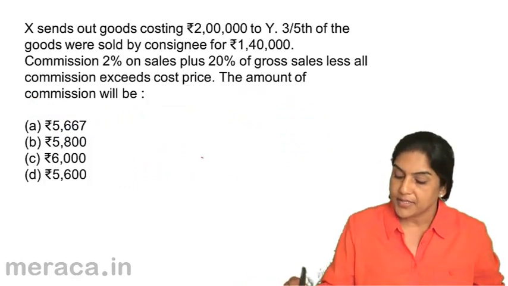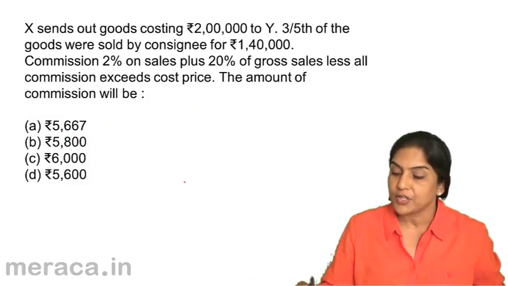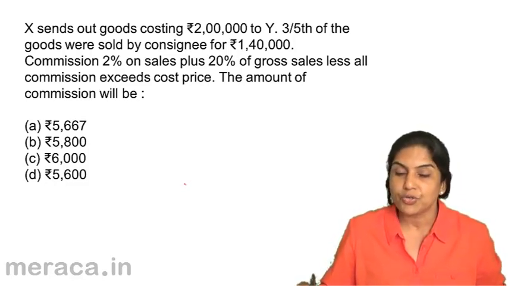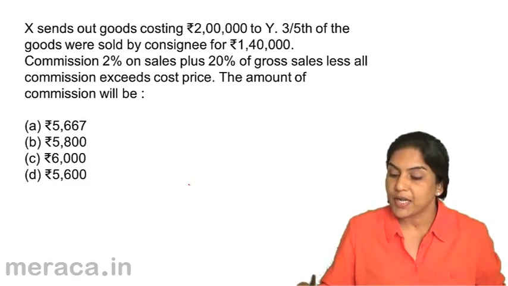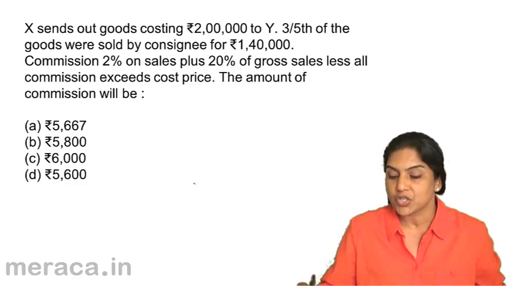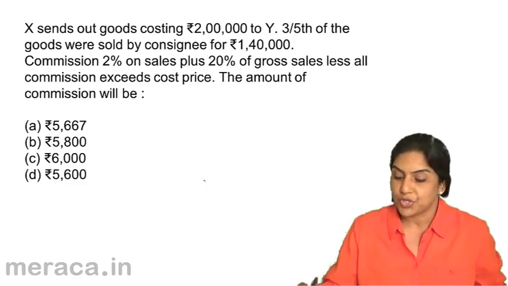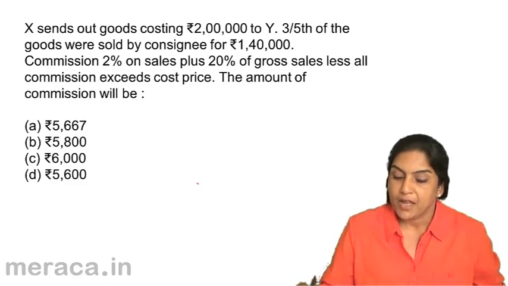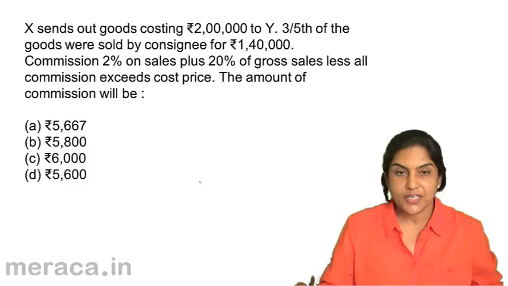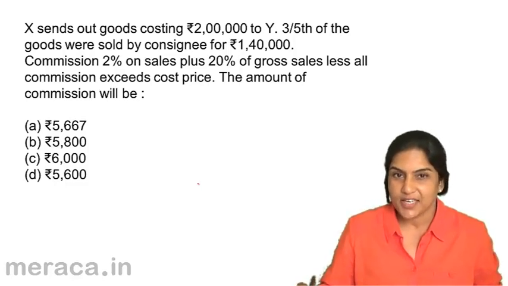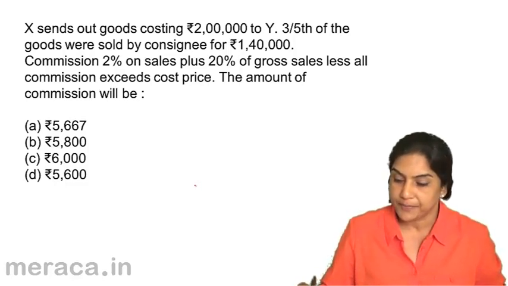Next, X sends out goods costing 2 lakh to Y. 3/5 of the goods were sold by the consignee for 1,40,000. Commission 2% on sales plus 20% of gross sales less all commission exceeds cost price. Amount of commission will be A 5,667, B 5,800, C 6,000 and D 5,600.